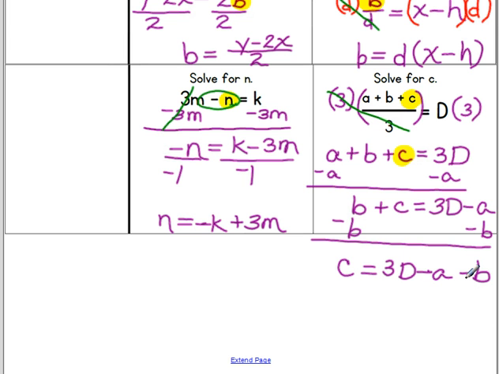Now you need to pick up your assignment and complete the odd numbered problems on each side of the worksheet. So just the odd numbers on each side of the worksheet.